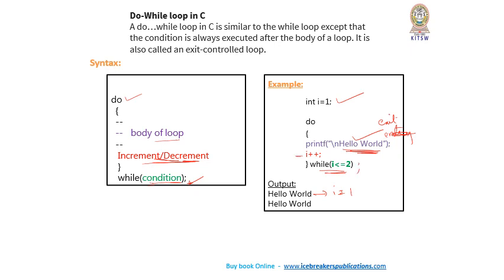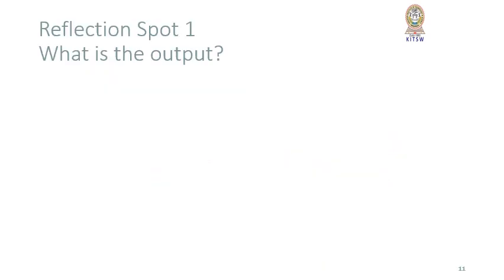Then i plus plus. Now i equal to 2. Then again it comes out of this and checks whether 2 is less than or equal to 2. Yes, it is true. So again it goes to do while. Again for i equal to 2, this same statement is printed. Then i plus plus. Now i equal to 3. Now again, 3 less than or equal to 2 is checked. It is false. That is why the statements within the do while will not be executed. So this is how the loop will work.